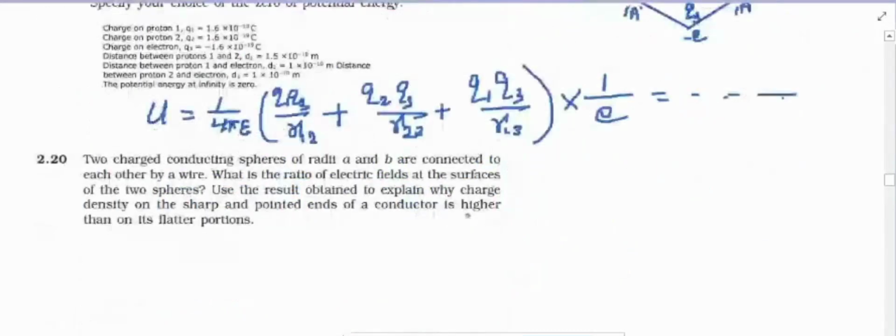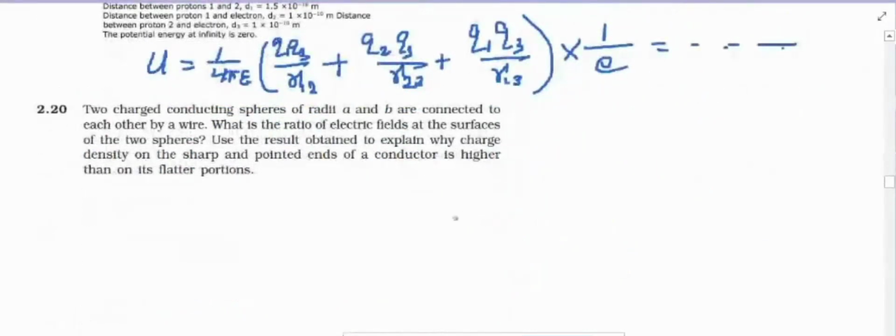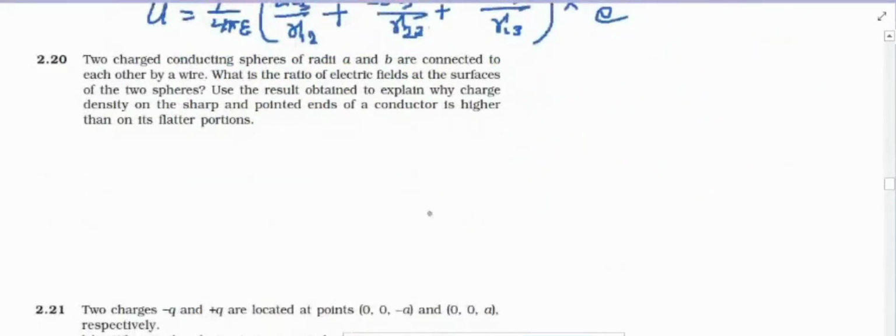Now question 20. Two charged conducting spheres of radii A and B, connected to each other by a wire. What is the ratio of electric fields? In the first chapter we have studied two identical charged spheres connected with a wire. What happens in such situations? The charge flows until both the spheres have the same amount of charge.